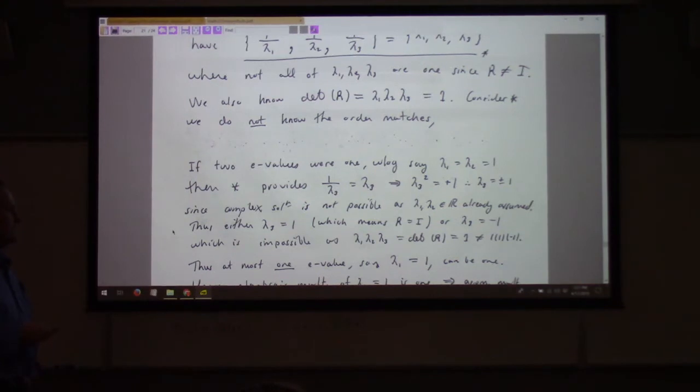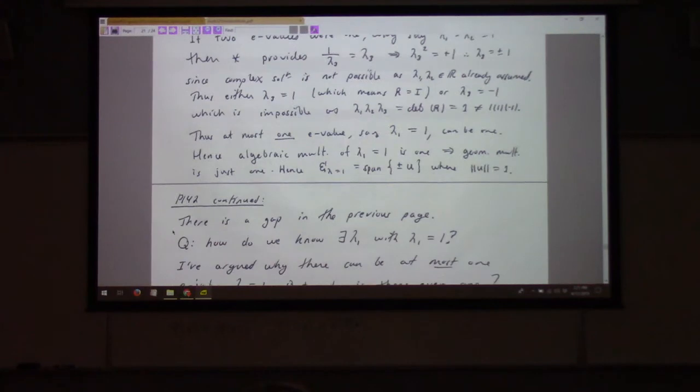Which means what? That means that the other 2 have to be, let's see here, well, they have to be complex conjugate pairs. I don't know if I've gotten to that yet, but anyway, at most 1 eigenvalue can be real here. And hence the algebraic multiplicity of lambda 1 is 1, which means that the geometric multiplicity is also just 1. So that means that the lambda equal 1 eigenspace is just 1 dimensional. And that means that there are at most 2 unit vectors with eigenvalue 1. That's the argument.